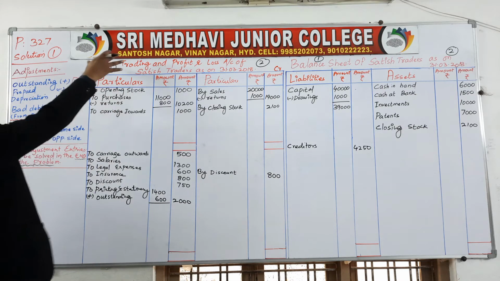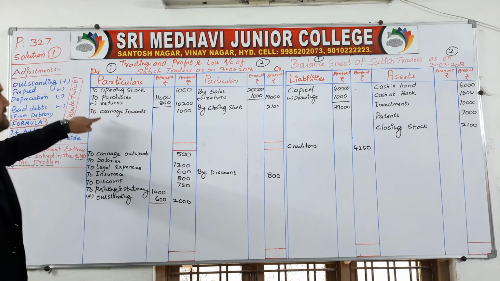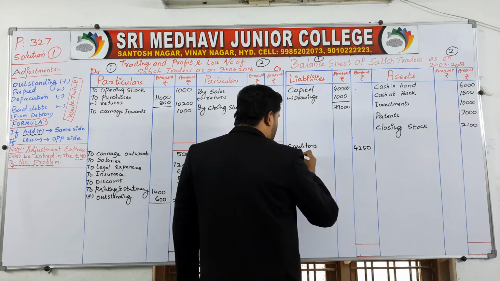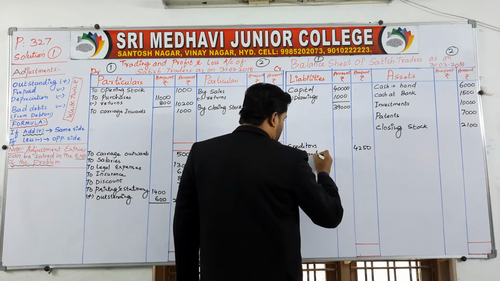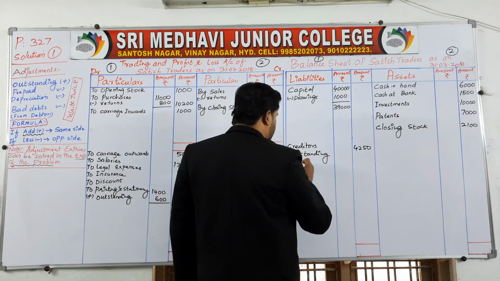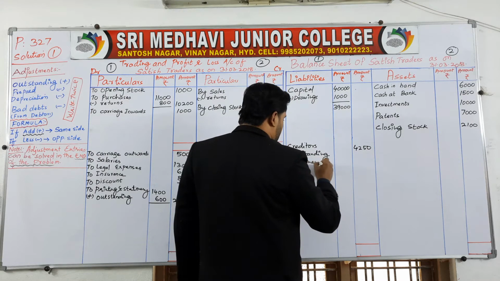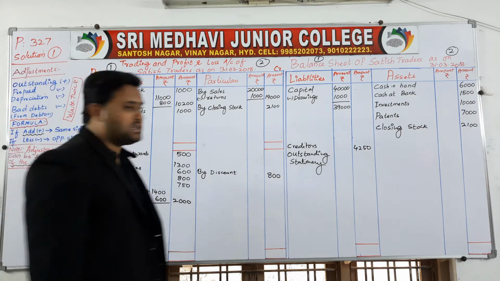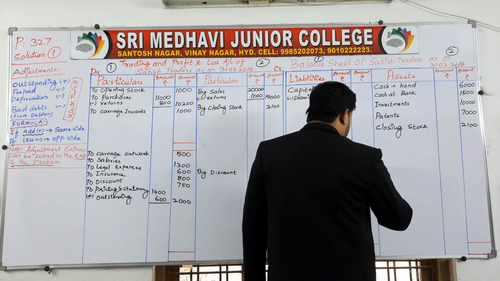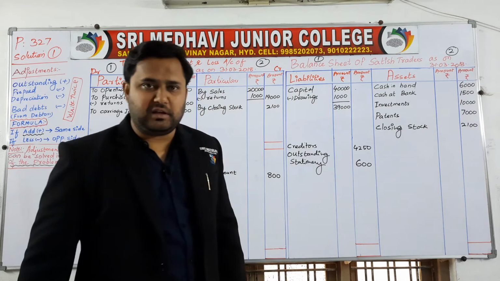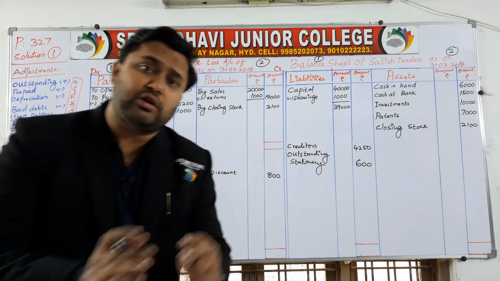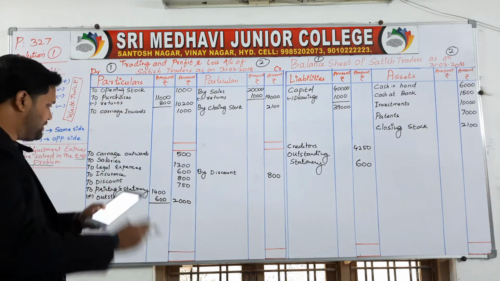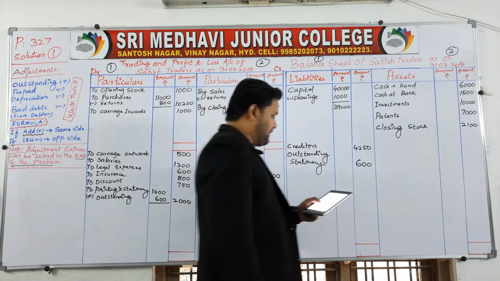Where is the same side? Side 1. Side 1 same side. Again here, side 1, right here: outstanding stationery. How much amount do you have to write? How much have you added here? That is 600, which is given in the adjustment. 600 you have to write here. This is how you are going to write and use the formula. Depreciation on machinery. First of all, you have to write the machinery on the asset side.